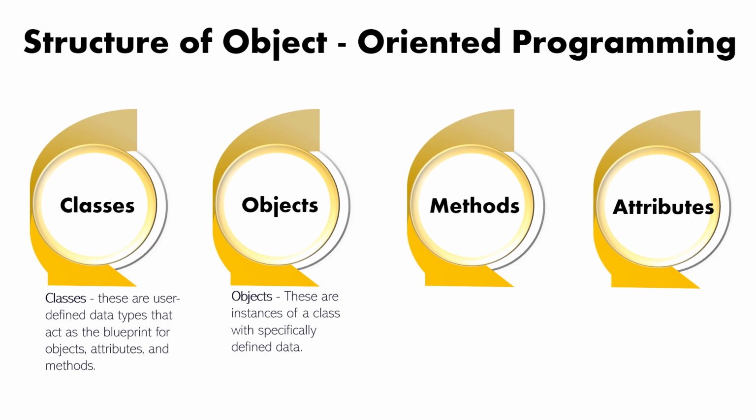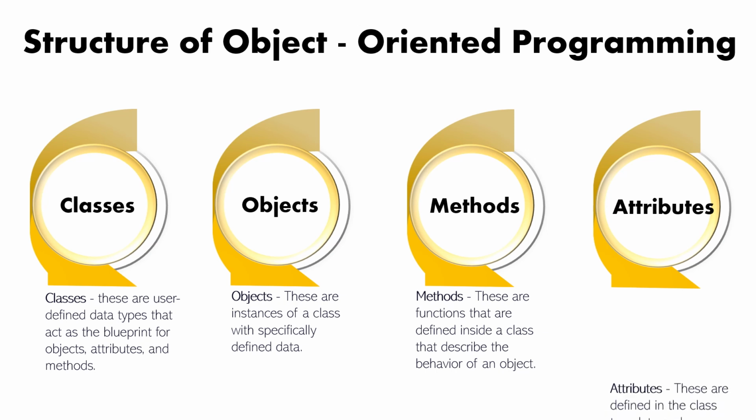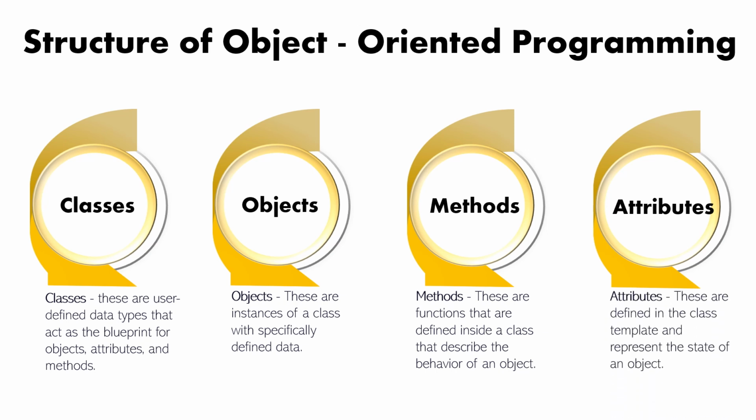Methods, these are functions that are defined inside the class that describe the behavior of an object. They are usually for reusability or keeping functionality encapsulated inside one object at a time. Attributes, these are defined in the class template and represent the state of an object.